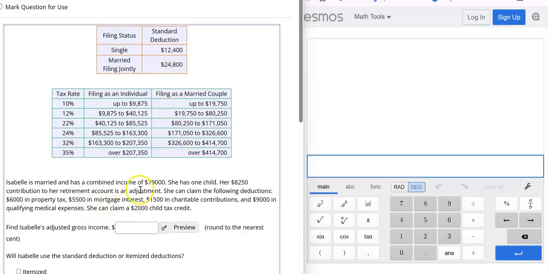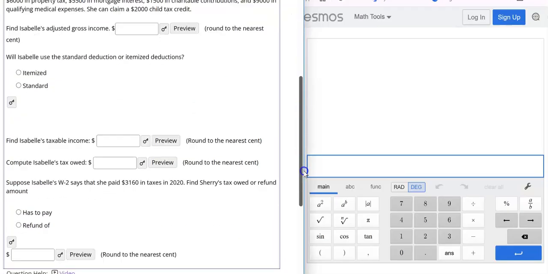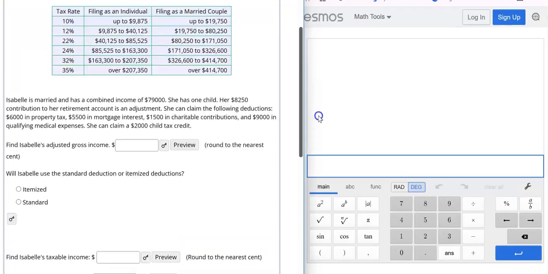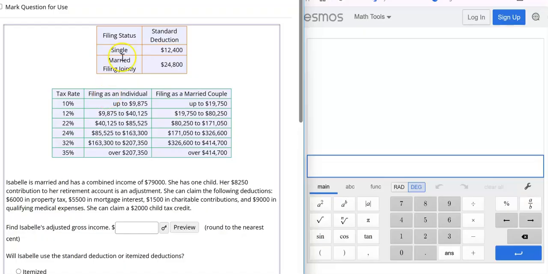In this question, we have a problem about income taxes. It has multiple portions. I'm going to do all in this video. You can see in the table there is a first table that gives you the standard deduction for single and married jointly, and a second table gives you the tax rate. It's called the marginal tax rate, and the first column represents the tax rate and the second column represents the bracket for filing individual and filing married couple.